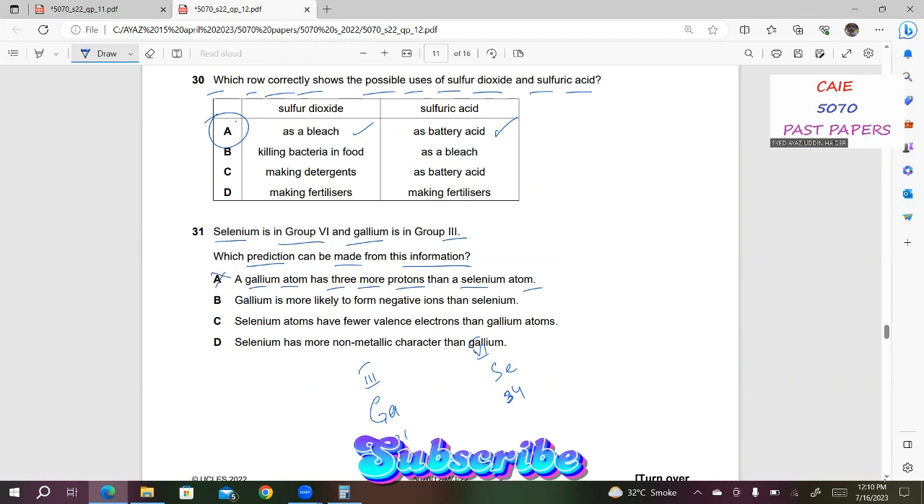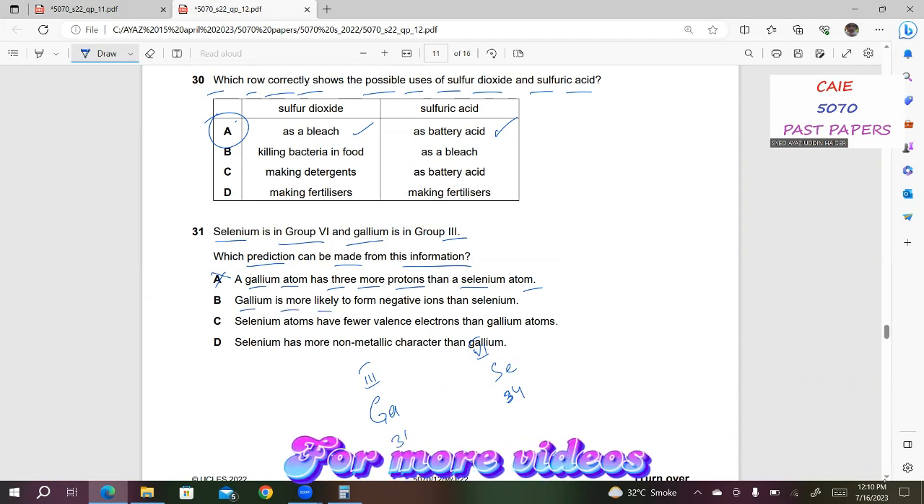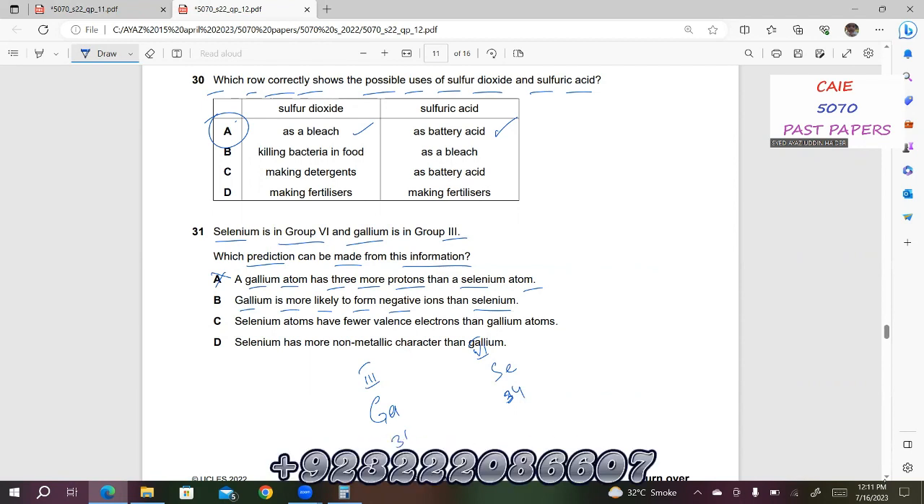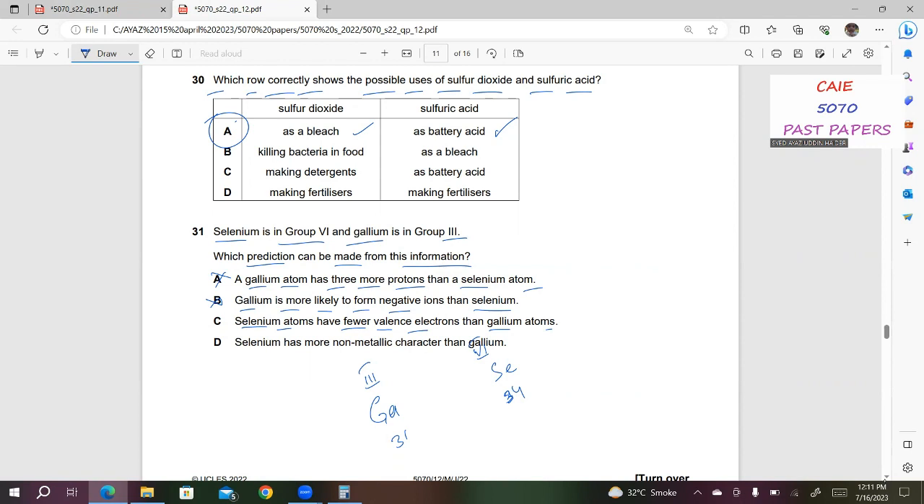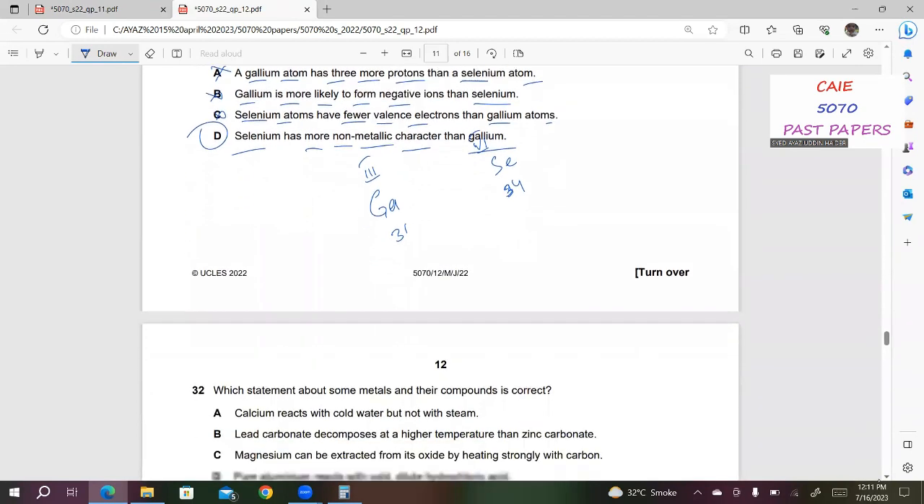This is incorrect. B, gallium is more likely to form negative ions than selenium. This is also wrong because gallium is in group 3 and it's metal, while selenium is a non-metal. So it's more likely that the negative ion will be formed by the selenium. So this is also incorrect. C, selenium atoms have fewer valence electrons than gallium atoms. This is also wrong because selenium is in group 6, gallium is in group 3. The valence electrons in gallium is 3 and selenium it's 6. So only choice D will be correct. For your convenience, I'm reading the statement. Selenium has more non-metallic character than gallium. This is right because selenium is on the right-hand side of the periodic table.